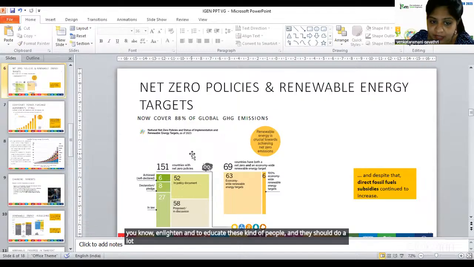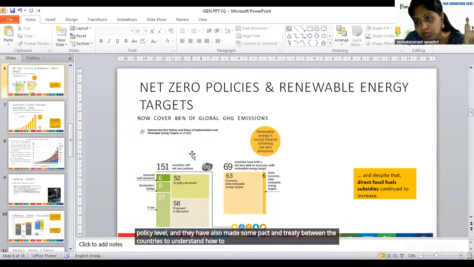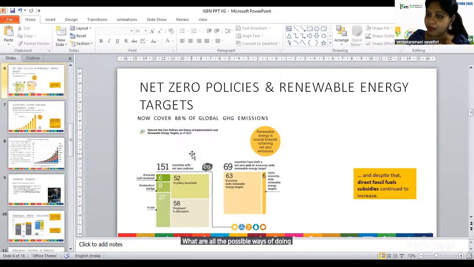And again, when we talk about the net zero policy, renewable energy is very crucial in achieving net zero emissions, and multiple documents have been formulated all over the country towards developing so many policies. But all these are at the policy level, and they have also made some pacts and treaties between the countries to understand how to achieve this net zero target. But again, this is all in document format. But if this really has to contribute to the GDP and the economic growth of the nation, obviously one has to think about all the possible ways of doing research, development, demonstration, deployment, and commercialization.